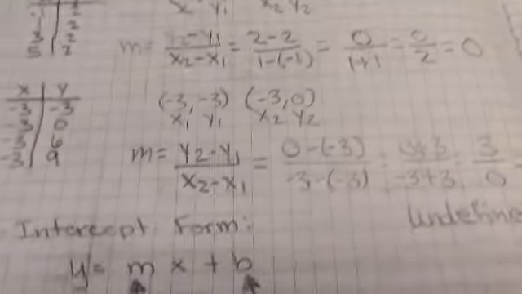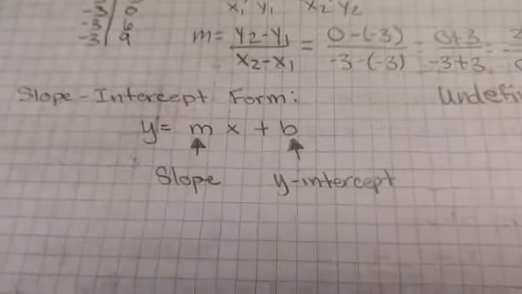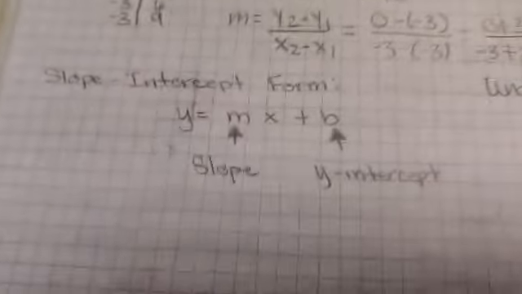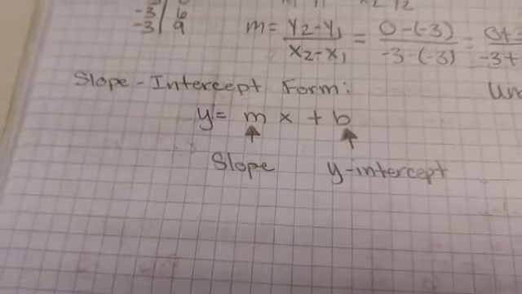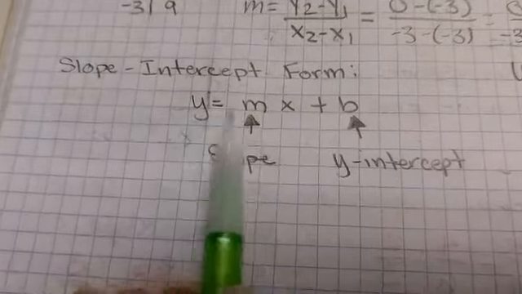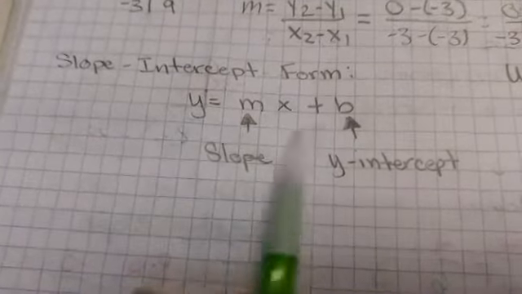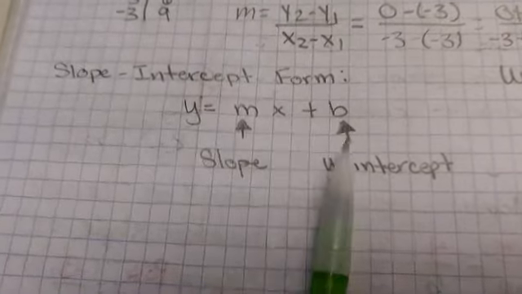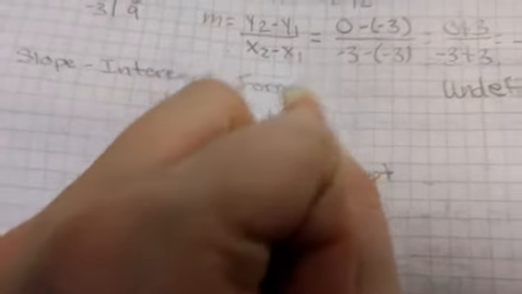Okay, so now what we have is our slope-intercept form. We're kind of familiar with it. We've seen it a couple times already. It is y equals mx plus b. So m stands for slope, and b stands for y-intercept, and this is always at the location of 0, b.